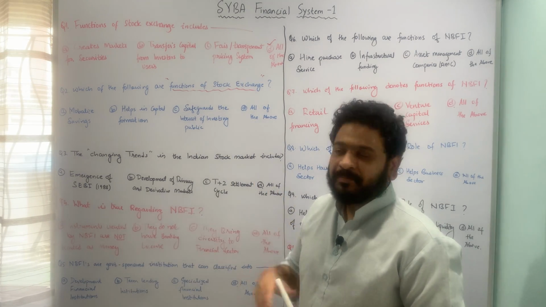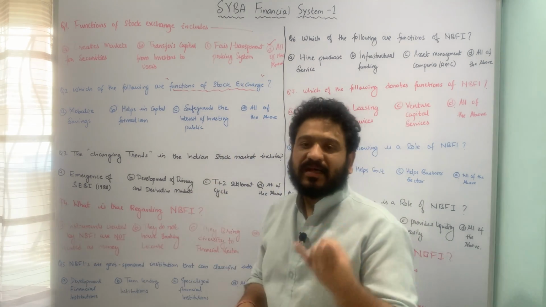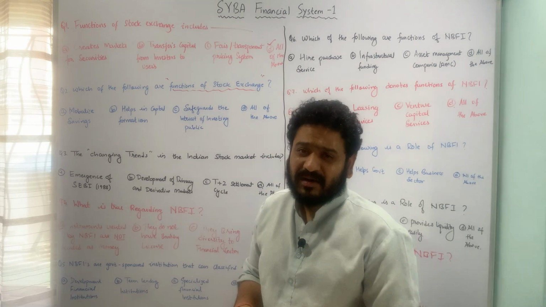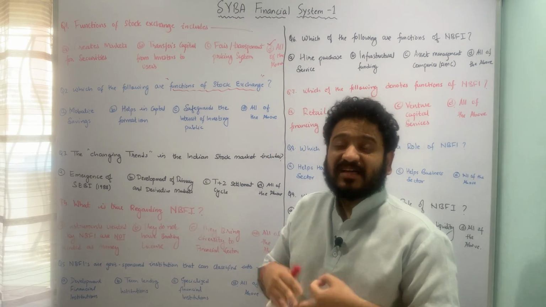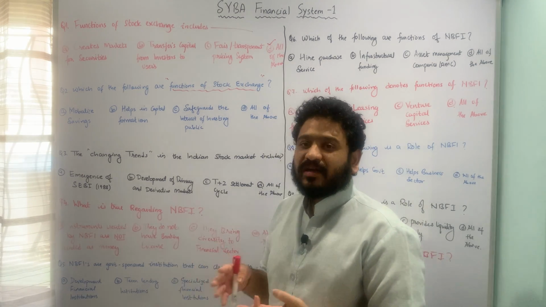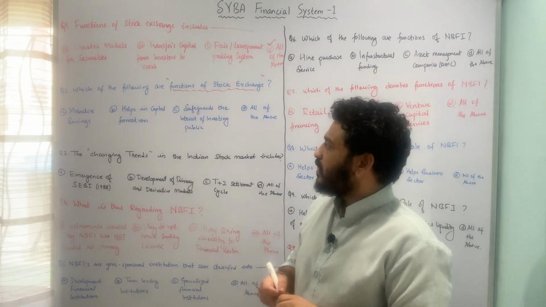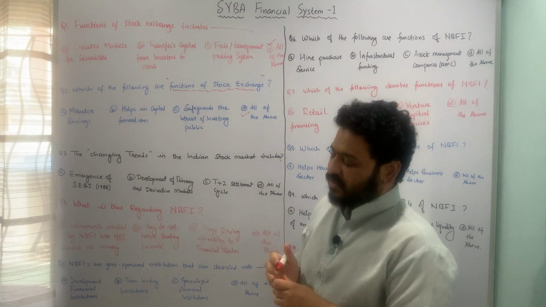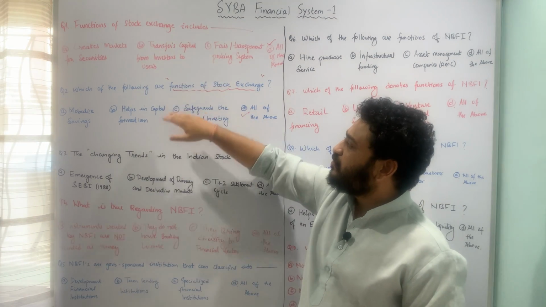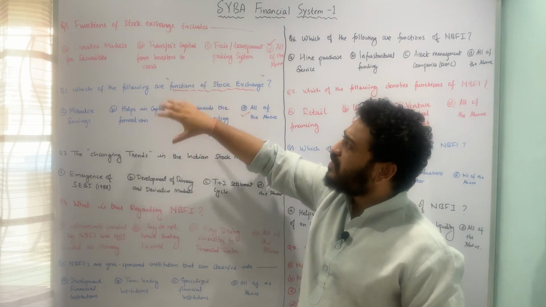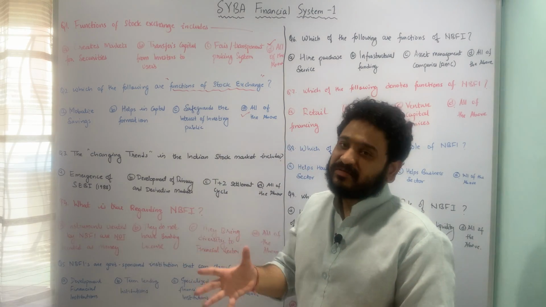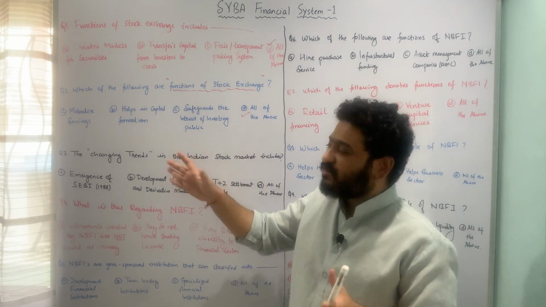So here again, all these three options, that is mobilization of savings, capital formation, and safeguarding the interest of the investing public, are true with respect to the functions of a stock market, and therefore option D, all of the above, is the correct answer. If you look at these two questions, both of them are talking about the functions of stock exchanges. That means we have 6 functions here.